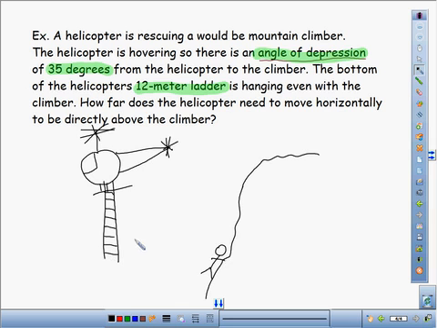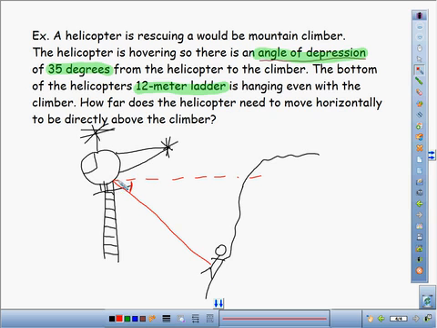And then they tell us that we have an angle of depression. So angles of depression, we said, had to be going down. So it's going down from the helicopter, down to the mountain climber. But we said that angles of depression had to be with the horizontal. So that means that this is the angle of depression, not this one. And that's the biggest temptation most students have. They want to draw the triangle over here and make this the angle of depression, but that is not true.